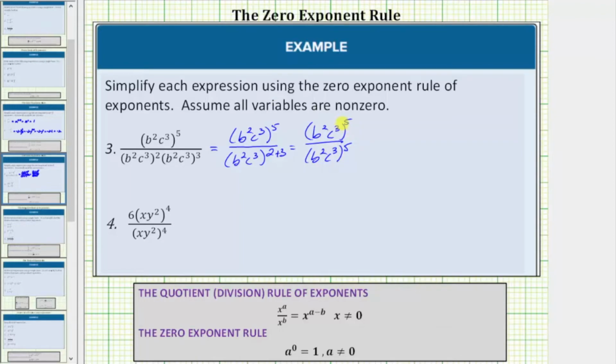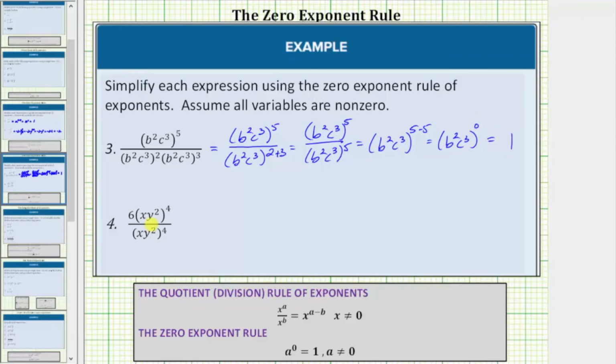Again, in this form we should recognize this quotient will simplify to 1, but applying the quotient rule of exponents, because we are dividing and the bases are the same, we subtract the exponents. This is equal to b squared c to the third raised to the power of 5 minus 5, which equals b squared c to the third raised to the 0 power, which equals 1.